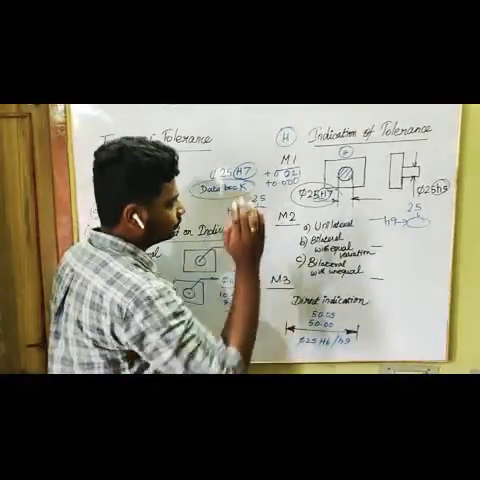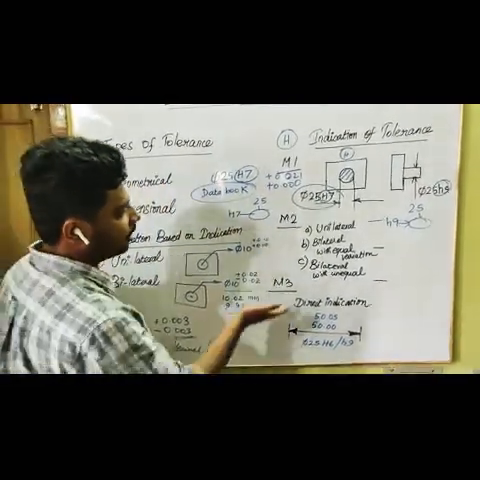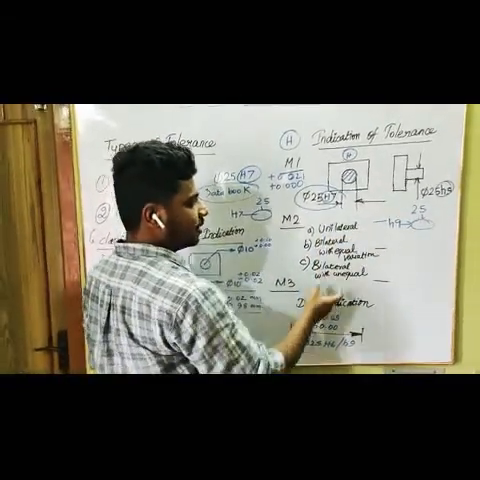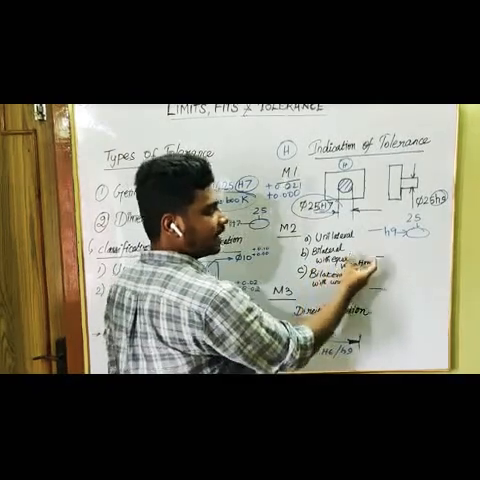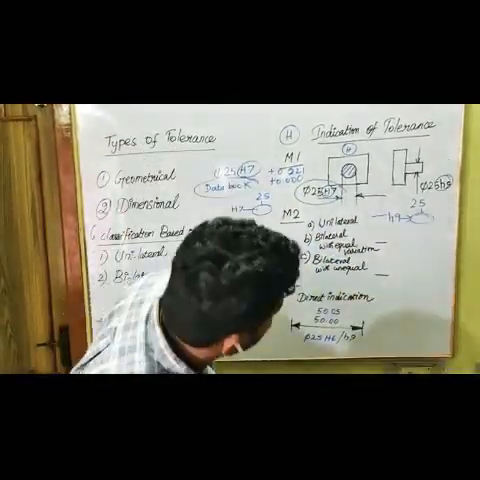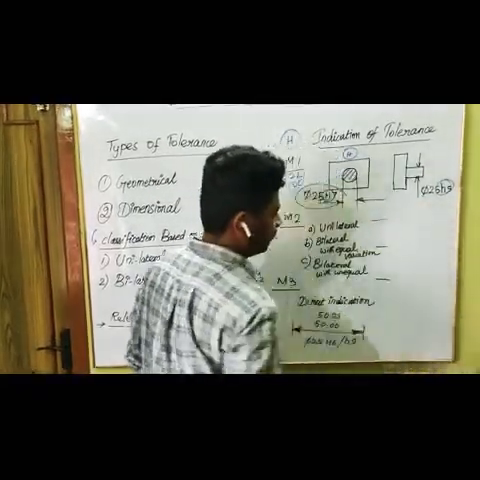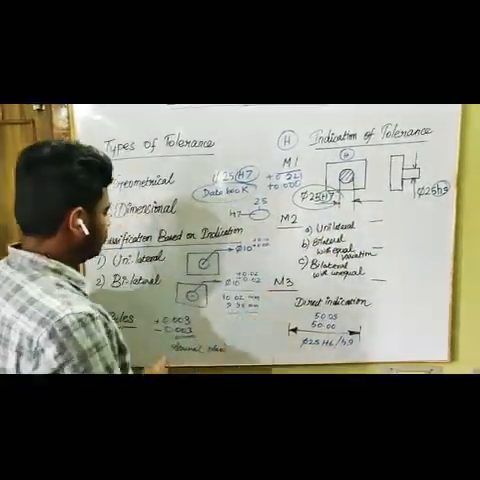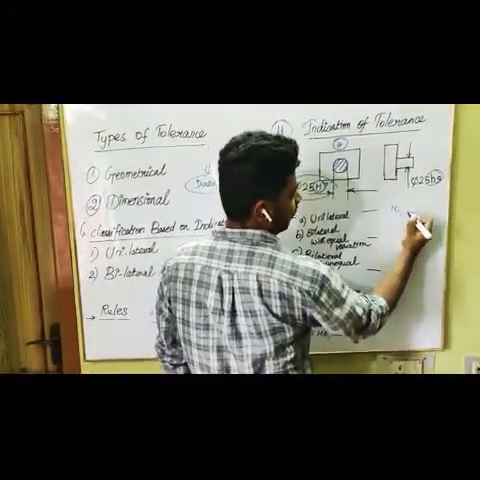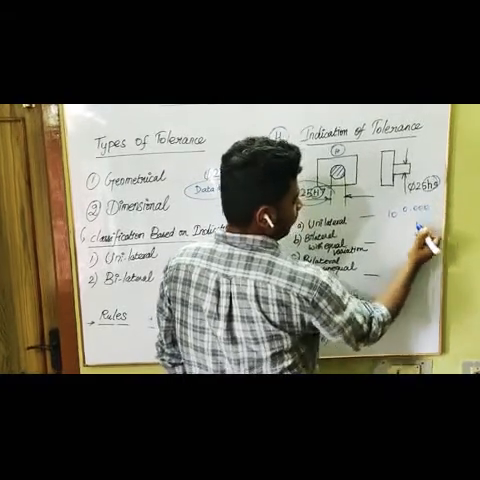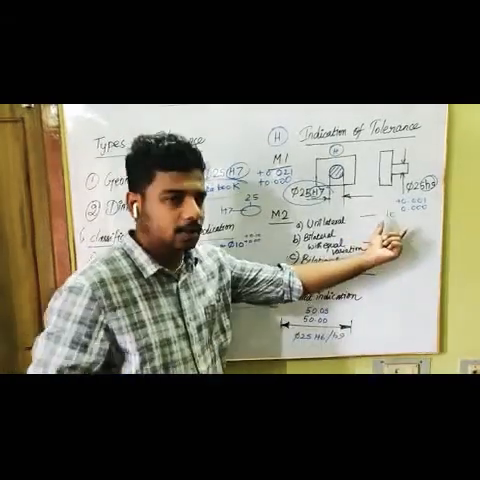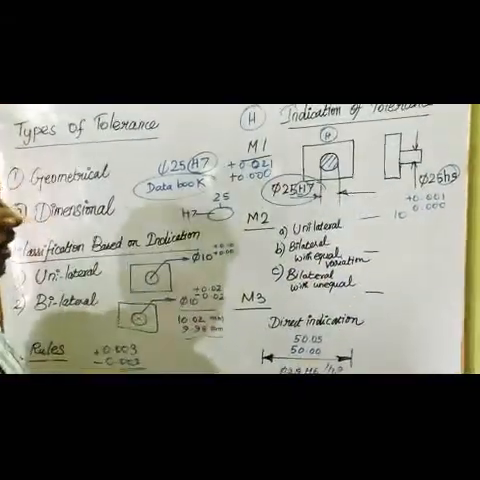Method 2 of indication of tolerances has three variations. First is unilateral, second is bilateral with equal variation, and third is bilateral with unequal variation. What are bilateral with equal and unequal? Unilateral, you know. What is unilateral? Only in one direction you are giving the dimension, for example 10, with positive tolerance only. That is your unilateral dimension.